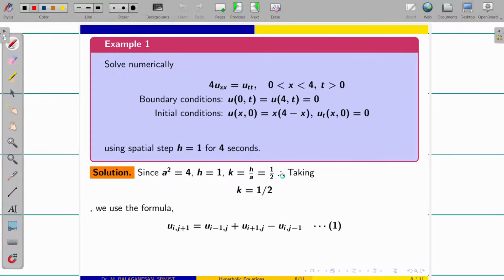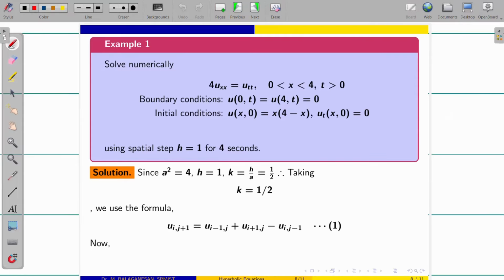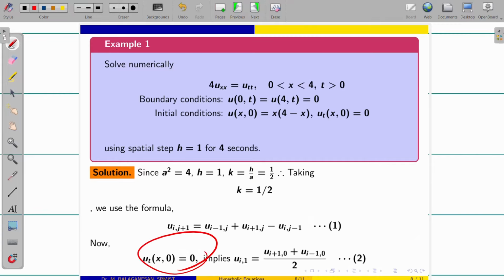You have no need to confuse yourself with the formula. Just remember the diagrammatic representation. This one only. If you want to find this point, take this plus this minus this. If you apply the diagrammatic representation, we can solve this problem easily. Another formula is for ut of x comma 0, that is u of i comma 1. At t equal to 1, we have to apply this formula. It looks like the Bender-Schmidt method: u of i plus 1 comma 0 and i minus 1 comma 0, the average of the two values.